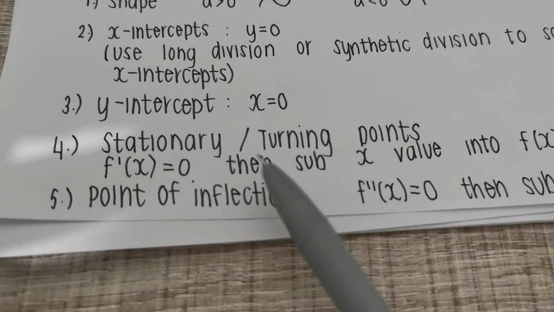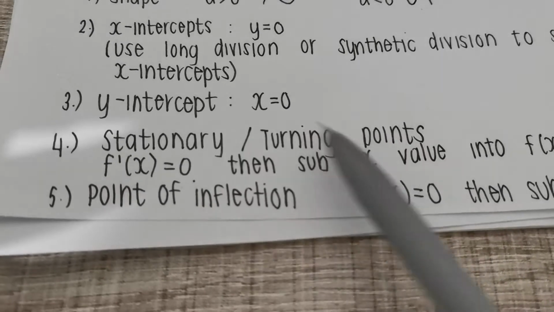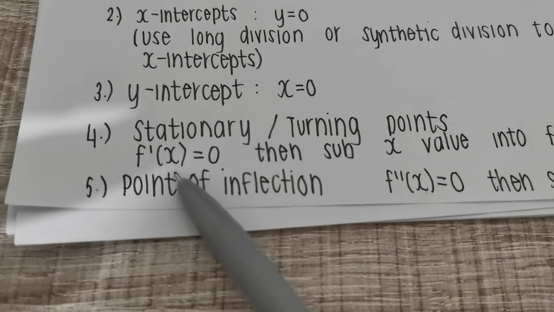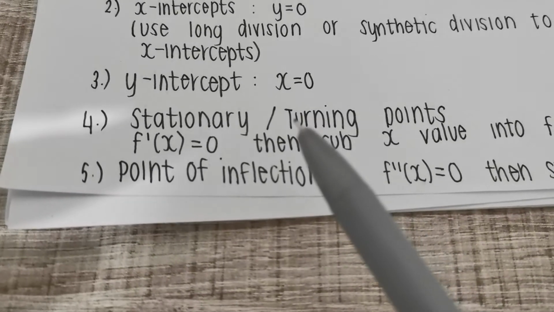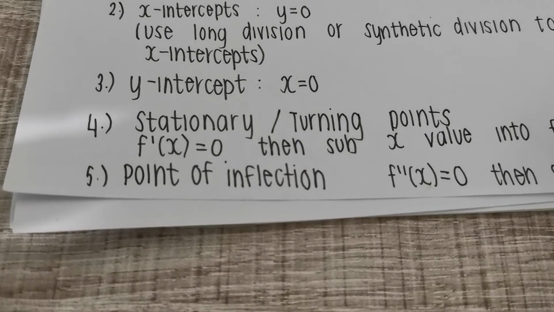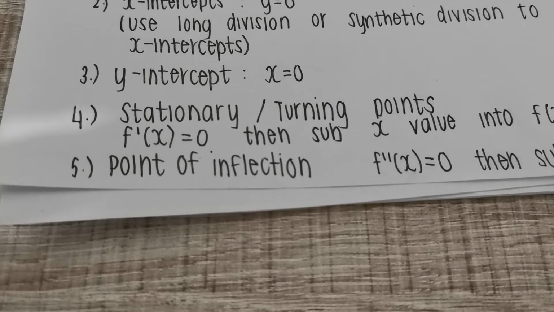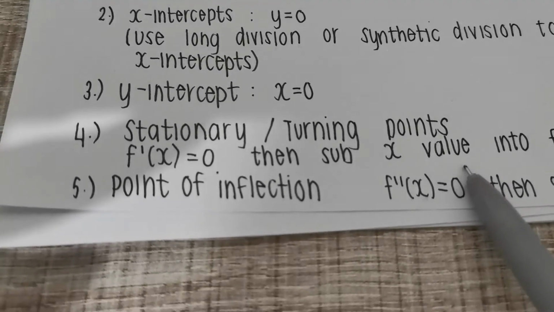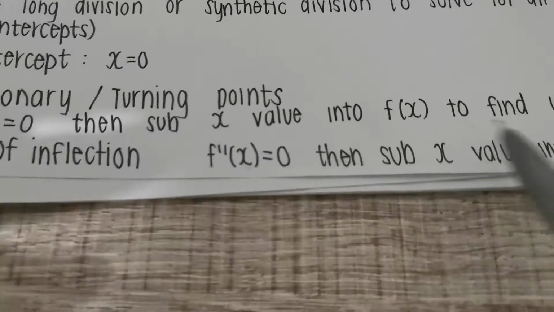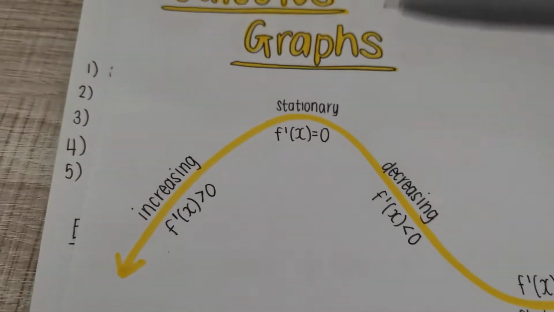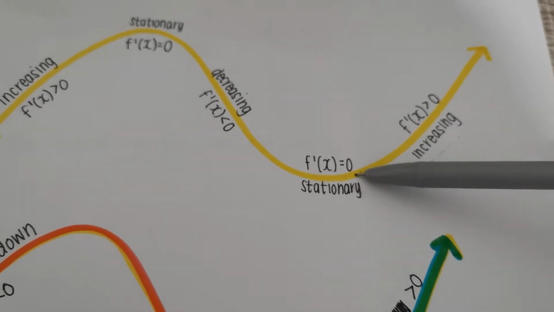Then we have to calculate your stationary or turning points. How do you calculate them? You will make your first derivative equal to 0, then solve for an x value. There's going to be 2 of them in most cases, because when you find the derivative of a cubic graph, it's going to give you a quadratic. So you get 2 x values. You sub those x values separately into the f of x equation, that means the original equation, and you'll find your corresponding y values. That means you can then plot this point over here and this point over here.